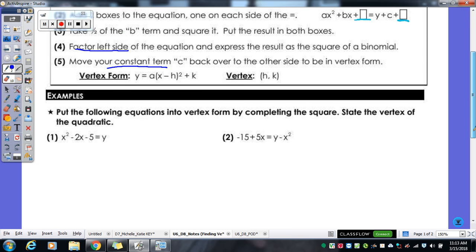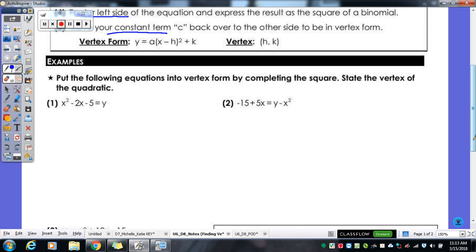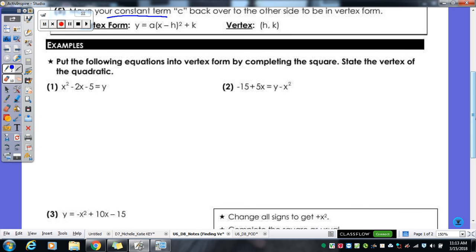So let's take a look. We're going to put the following equations into vertex form by completing the square, and then we are going to state the vertex of the quadratic. So again, let's take a look. But first, are we in standard form? Yes. It already is. X squared, minus 2x, and then the minus 5.